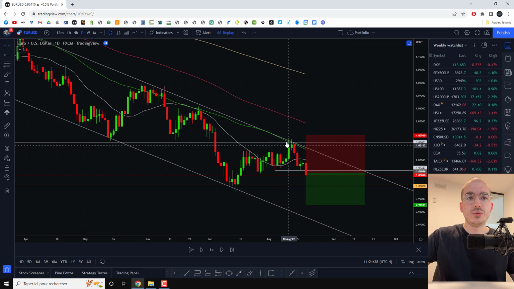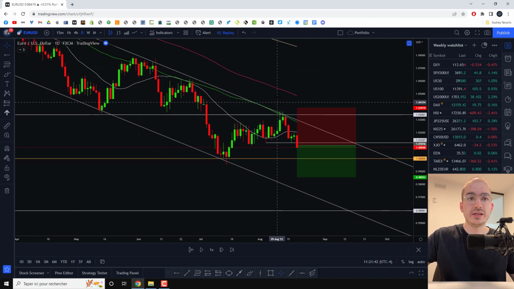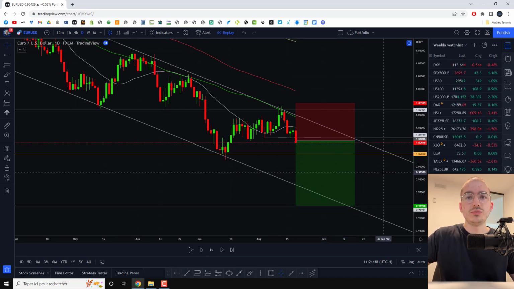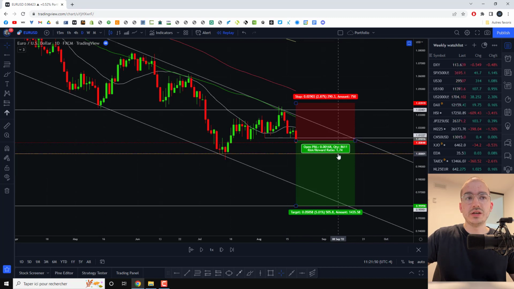So as I said, this is really the big technical level that the market was respecting. So this is where I had my stop, and my target was at these lows. As you guys can see, the initial risk reward ratio was not really good, and the reason why I still took this trade is simply because I had other shorts on euro at that time.